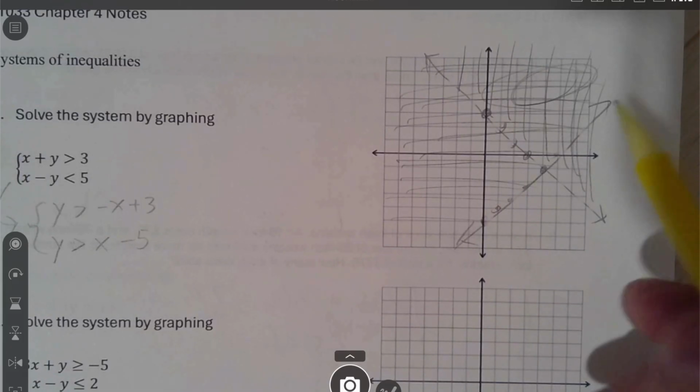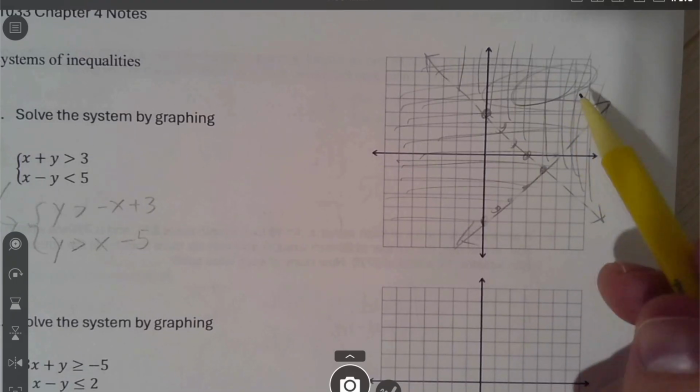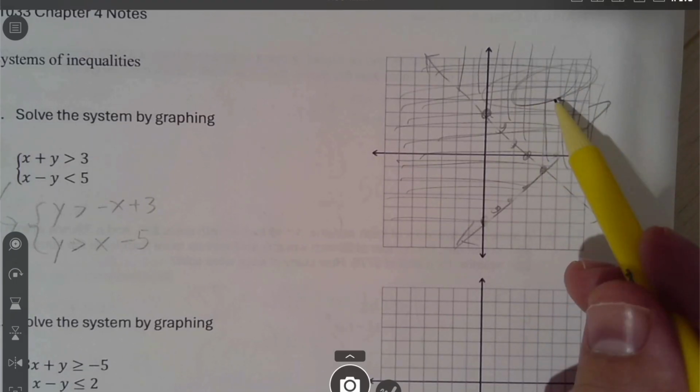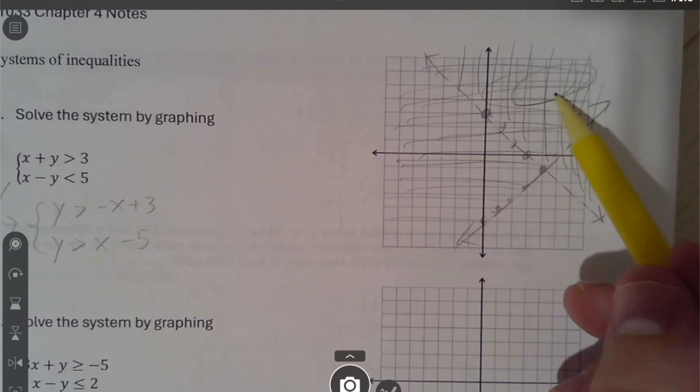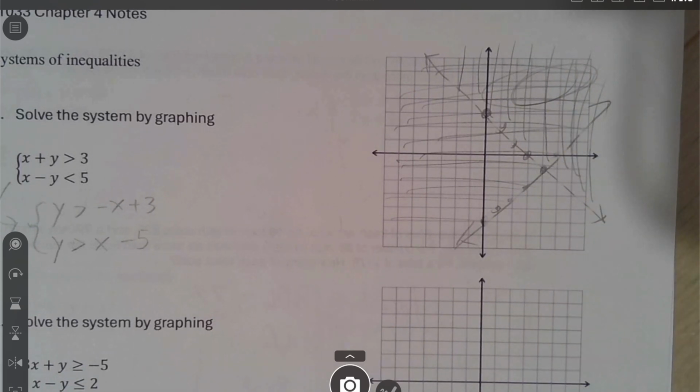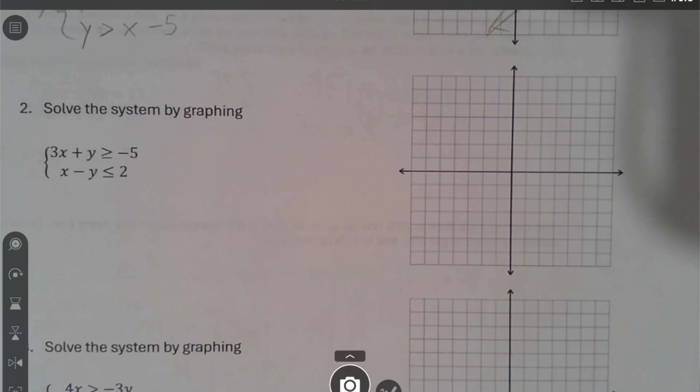But your paint bucket, so to speak, if you remember doing your homework, goes right here because it's now where both of those shaded regions start to overlap with one another. And that's right here in this case, the top section. All right, let's keep on moving.